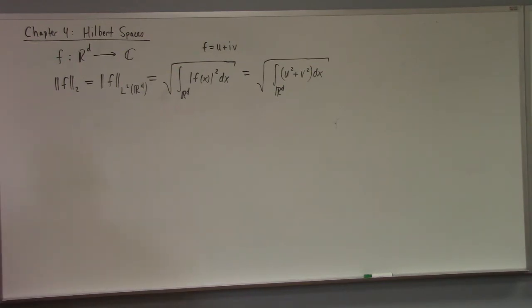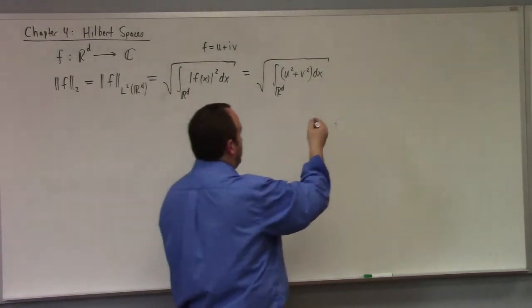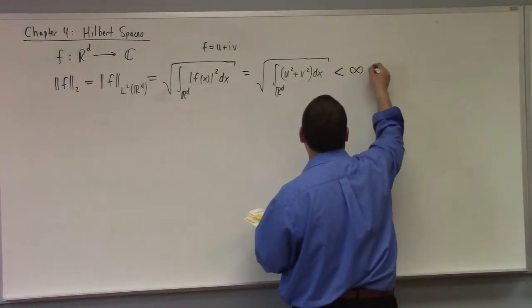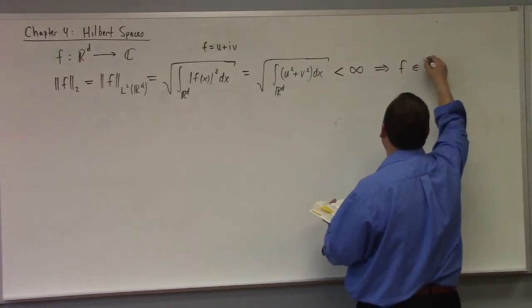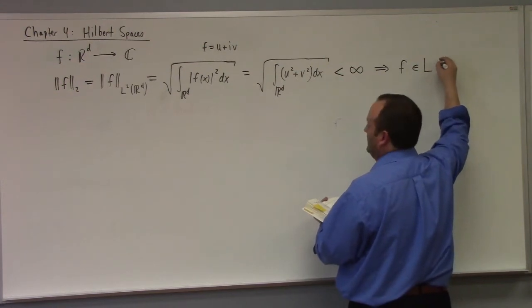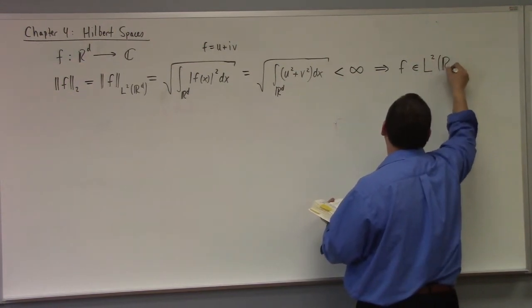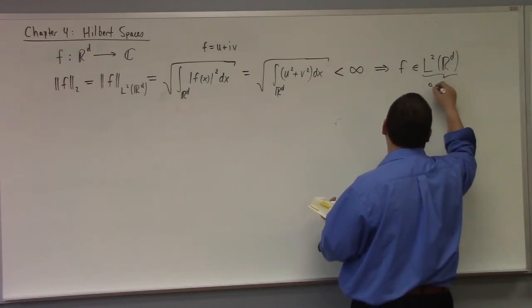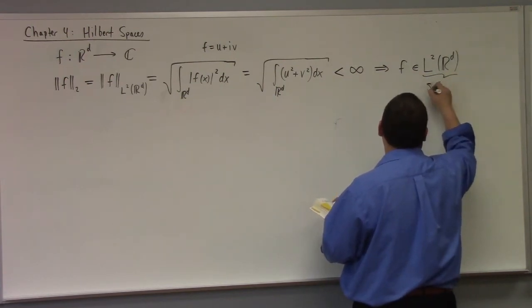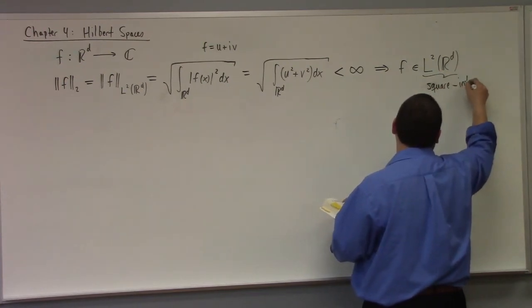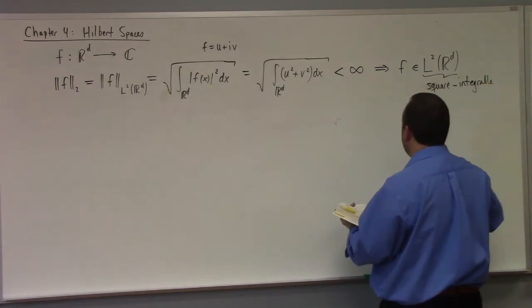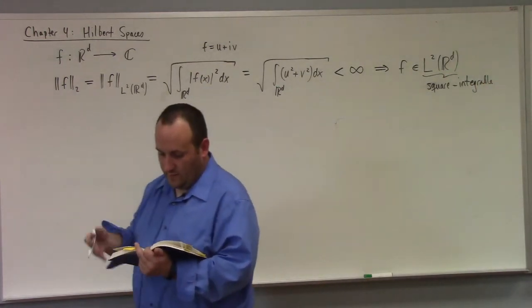And he says the crucial difference is that this being less than infinity, what does that mean? It's square integrable, right? That means f is an element of this mysterious new L2 R^d, AKA square integrable, which is a reasonable enough term, because the square is integrable. Square integrable functions.